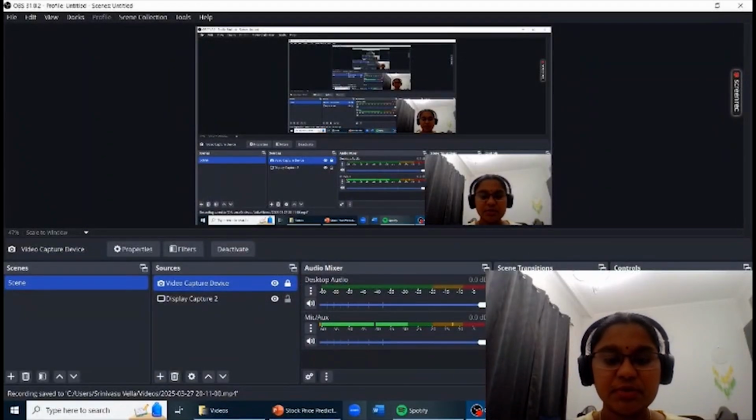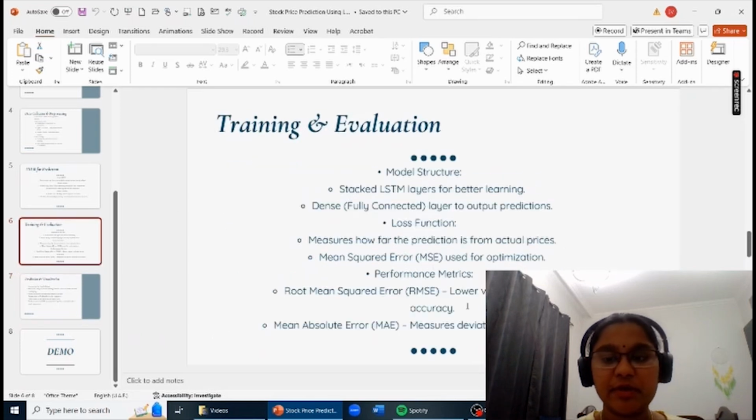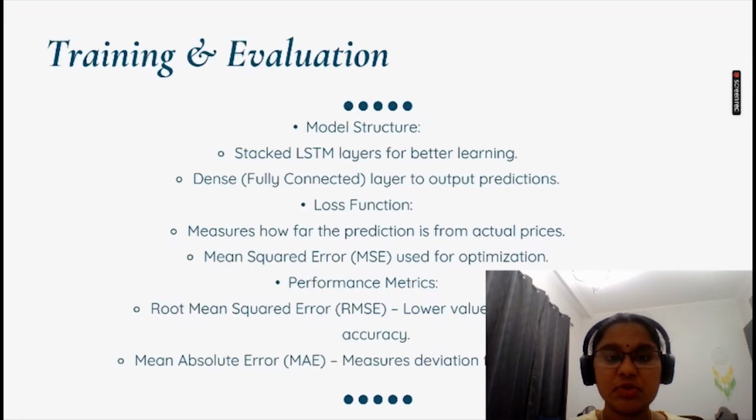Hello, I am Shreya. So I will be explaining today the training and evaluation and prediction and visualization. So training and evaluation. Model structure: stacked LSTM layers for better learning. And we also used dense, which is fully connected layers for the output predictions.